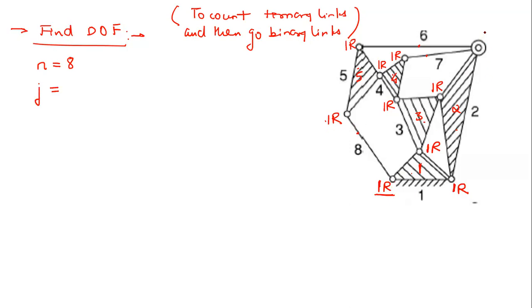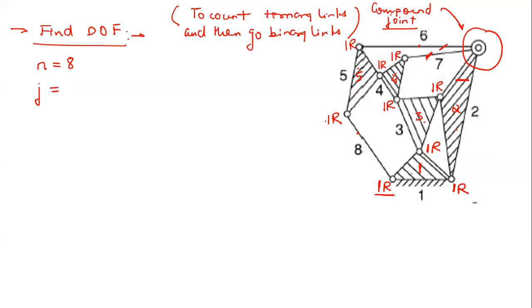Now, just tell me, this is the case of a compound hinge, or a compound joint, if you remember. How many revolute pairs shall I count here? If you observe this one very carefully, here 3 links are connected. Which ones? 6, 7, and this ternary link 2. So 3 links are connected at this point. Shall I count it as 1 revolute pair or 2 revolute pairs?